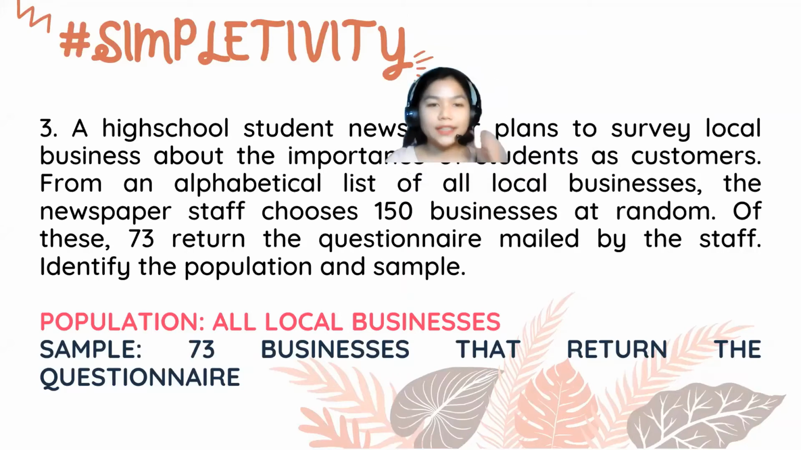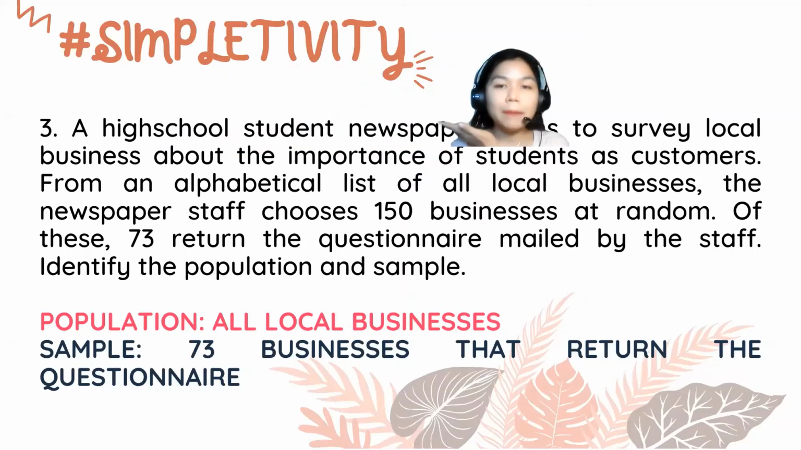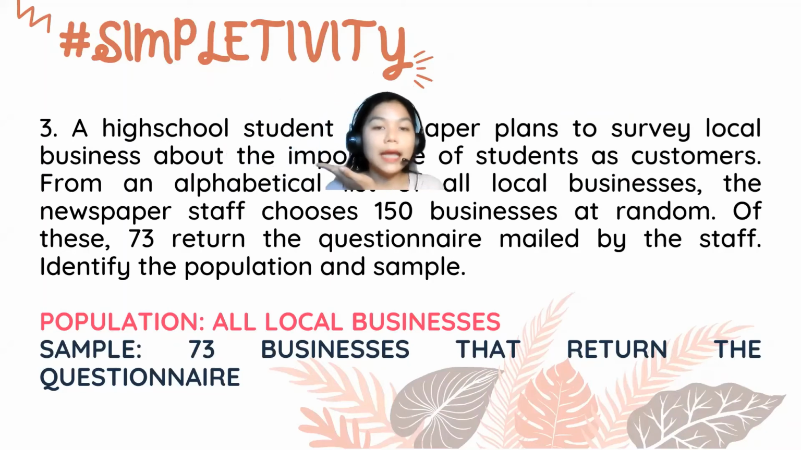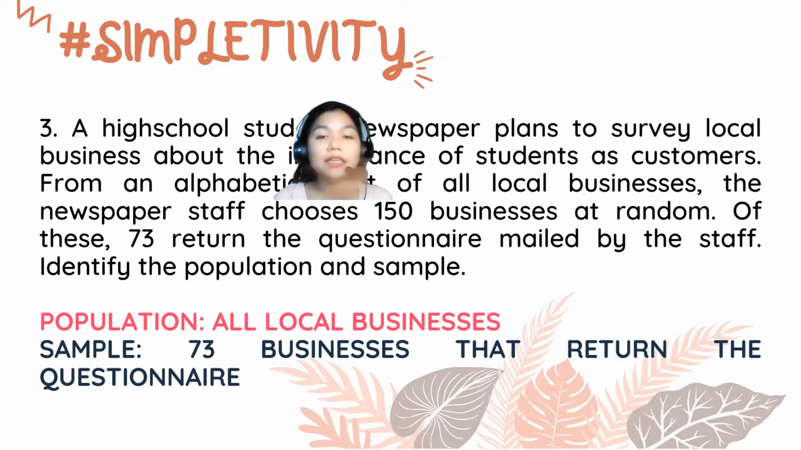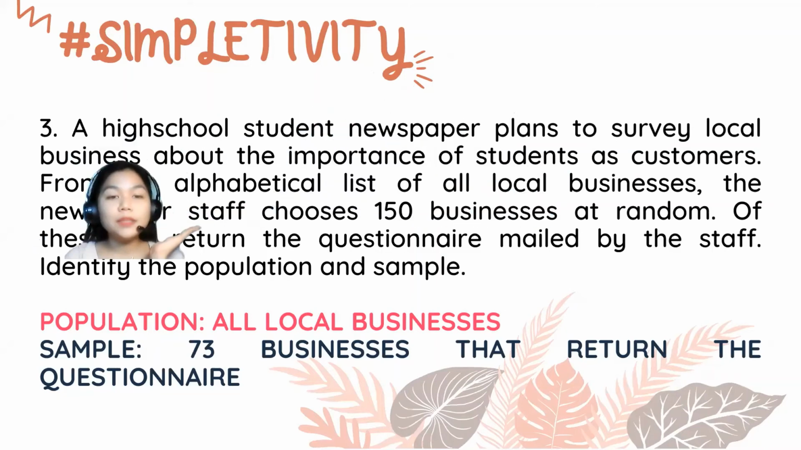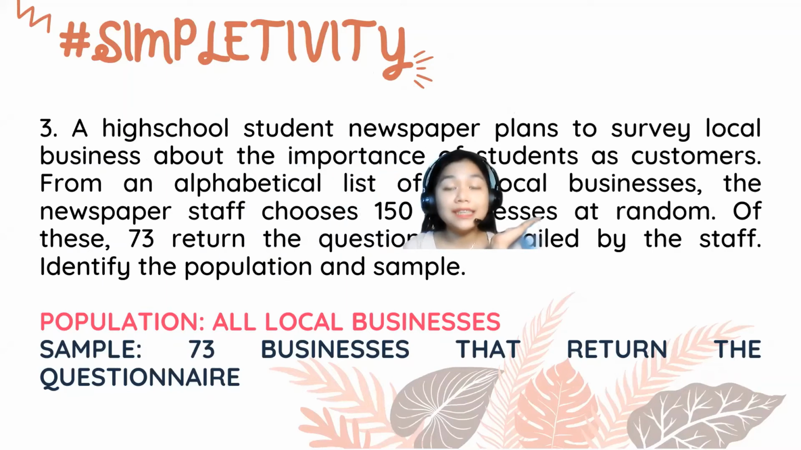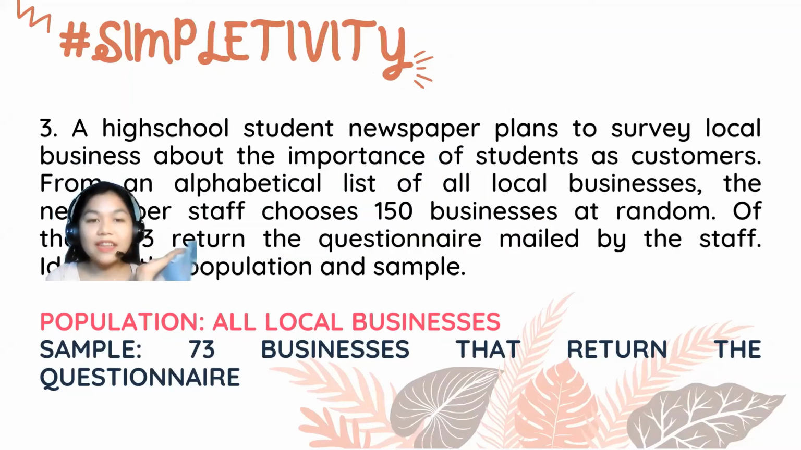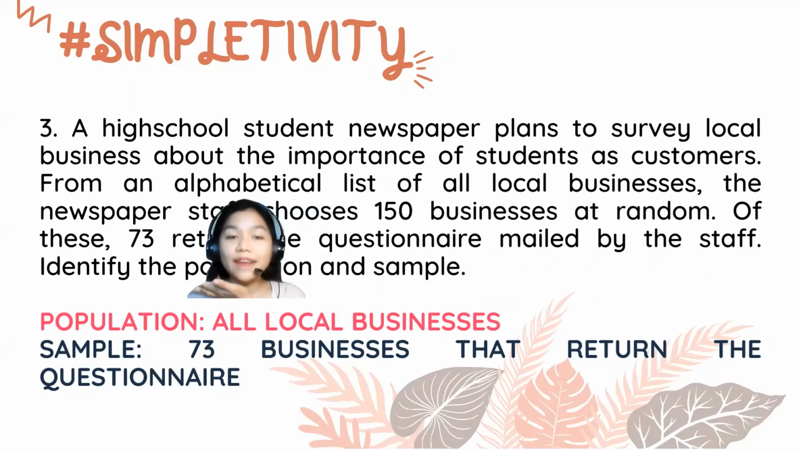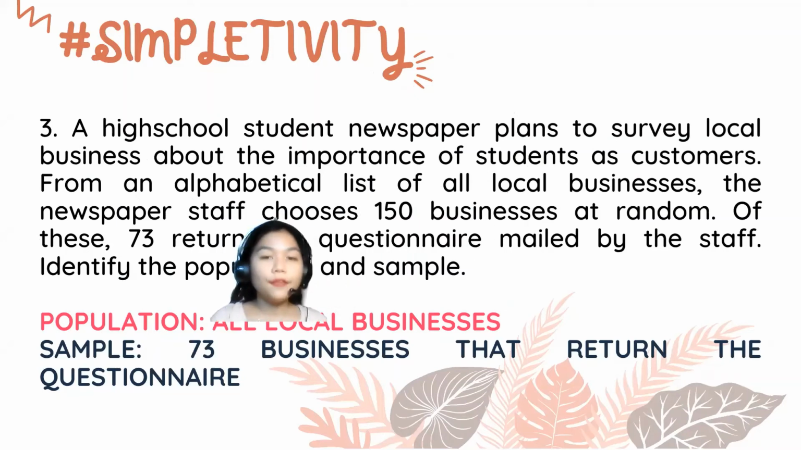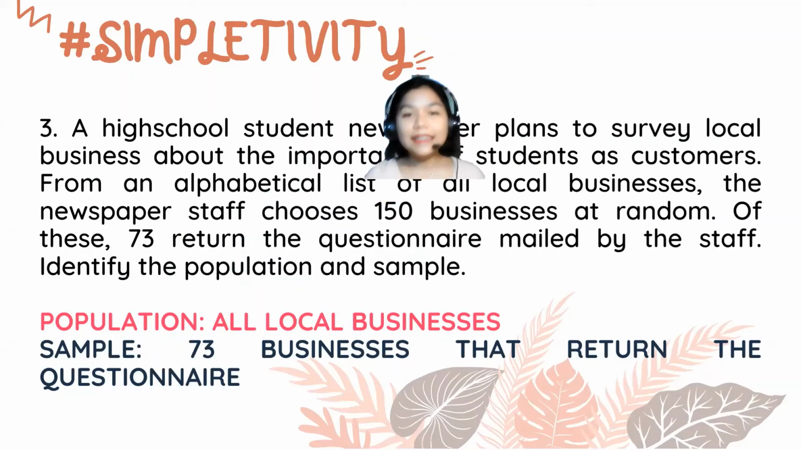Okay? Third one. A high school student newspaper plans to survey a local business about the importance of students as customers. From an alphabetical list of all local businesses, the newspaper staff chooses 150 businesses at random. Of this, 73 return the questionnaire mailed by the staff. Now, we need to identify the population and the sample. First, you would notice that the survey actually is intended for all local businesses. Therefore, local businesses is our population.